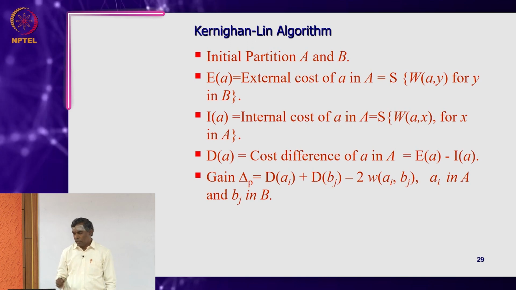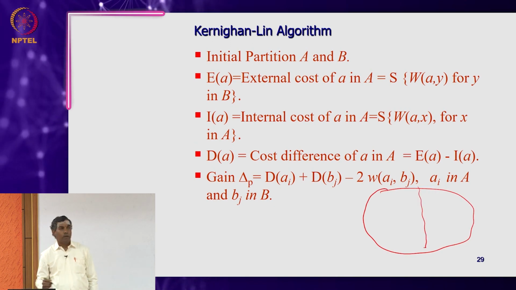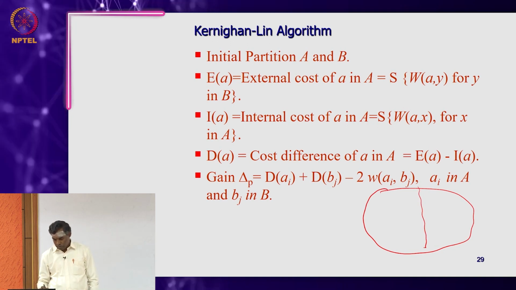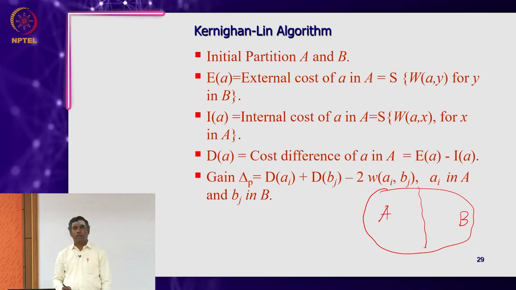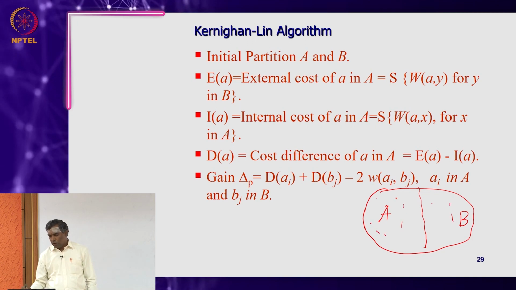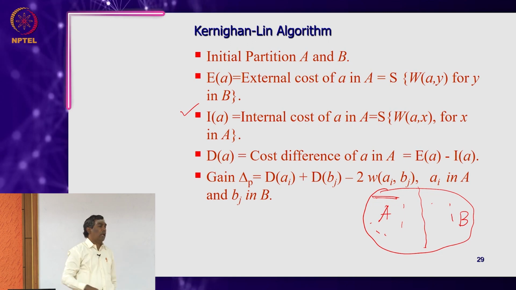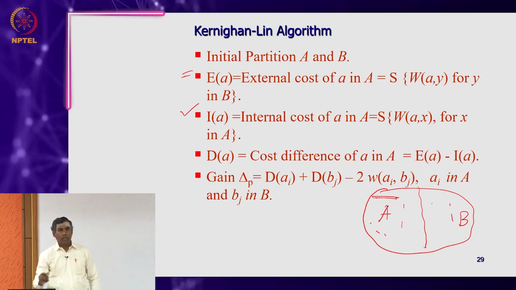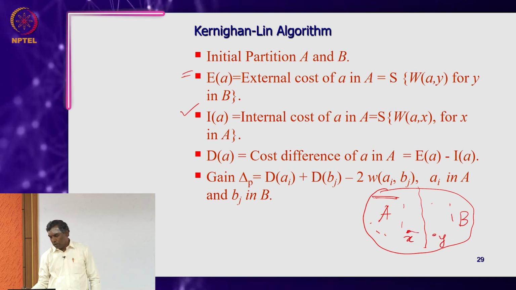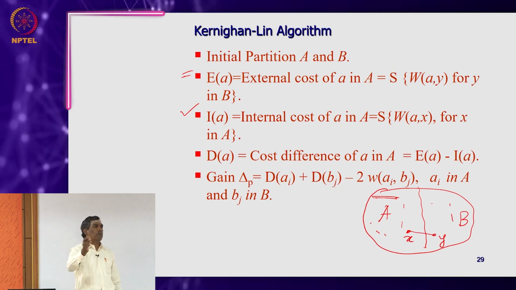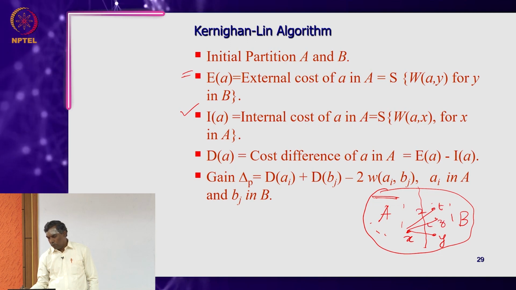The algorithm works like this: suppose you have a graph, you take an initial partition, something like A and B. Now you try to find the nodes here and nodes here with their internal cost. Internal cost is the cost associated with the internal nodes within A, and EA is the cost associated with the external edges. That means, suppose I have a node X in A and a node Y in B, then what is the cost corresponding to that? For example, suppose you have something like this: Z and then T, with weights 2, 4, 1.